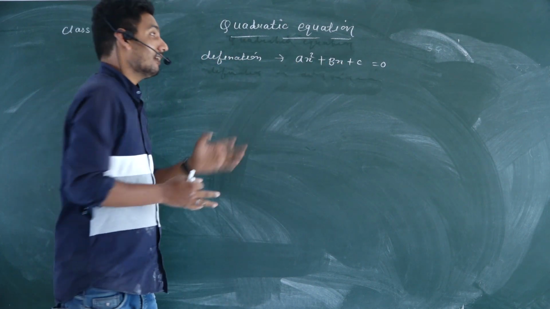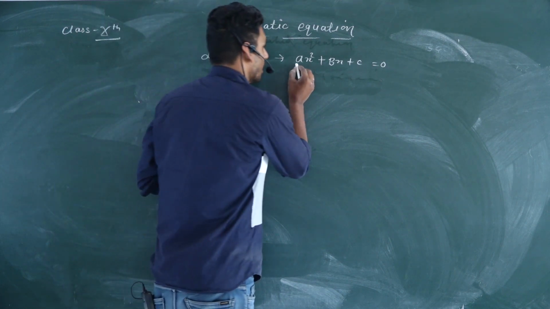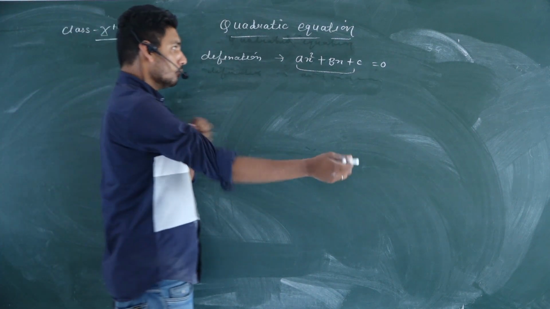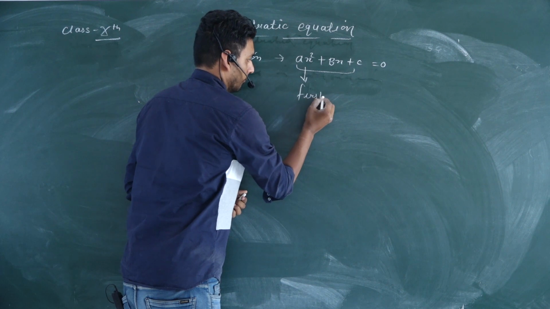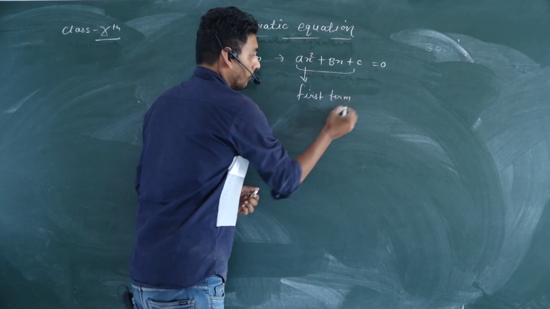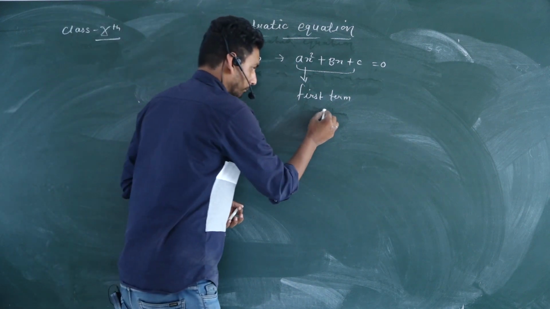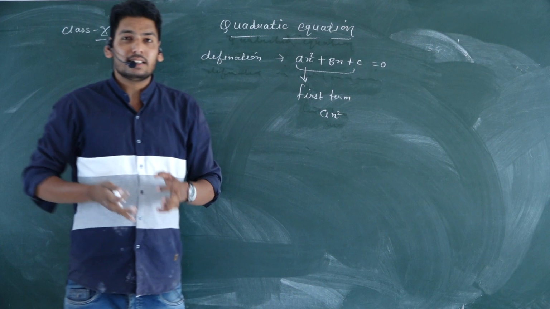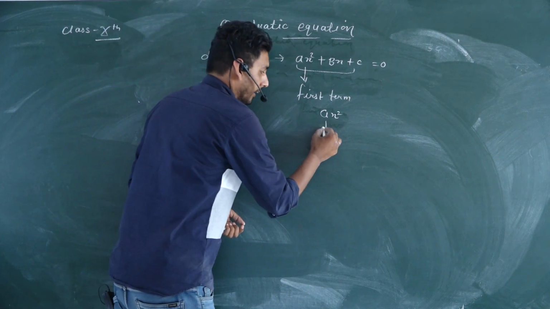How do we identify whether this format is a quadratic equation or not? Students, we observe in this equation whether it is a quadratic equation or not. You observe the first term of this equation. What is the first term, students? ax square. Now I tell you what is a, what is x, and what is the square.